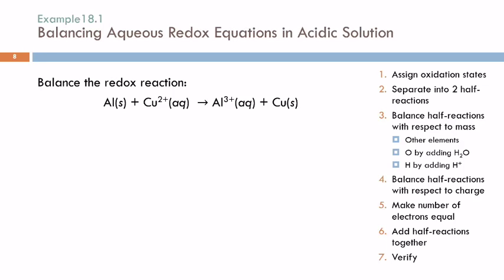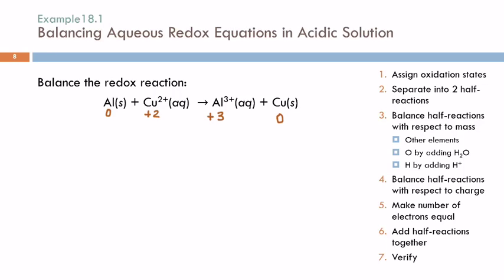Okay? So we have to assign oxidation states. What's the oxidation state of solid aluminum? 0. How about this copper 2+ ion? It's 2+, +2. And here we've got aluminum, so that's going to be +3, and copper is 0. Elements are 0 by themselves. Monatomic ions, oxidation state is the same as the charge.